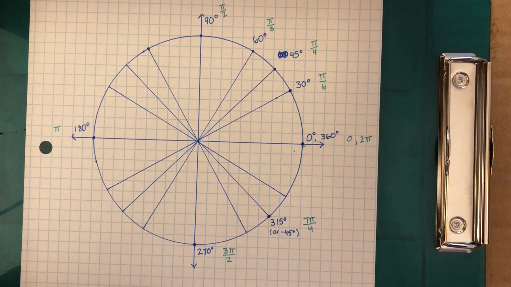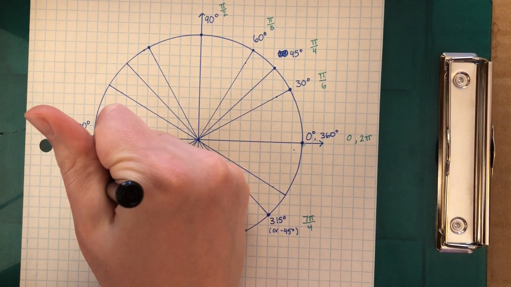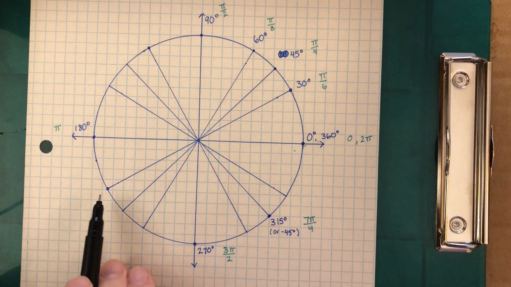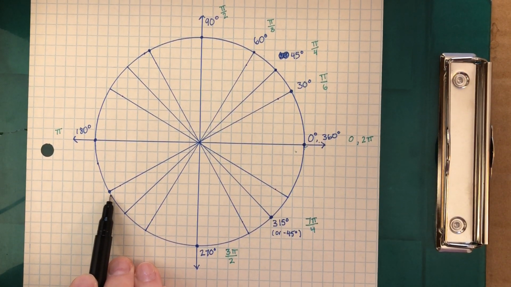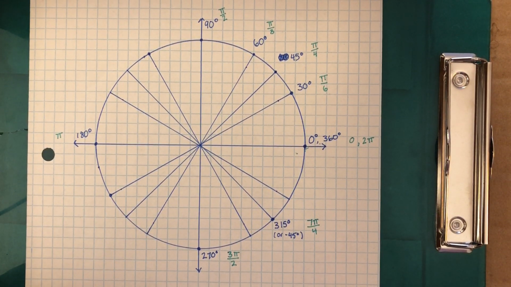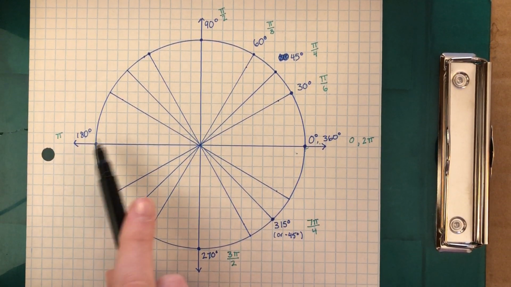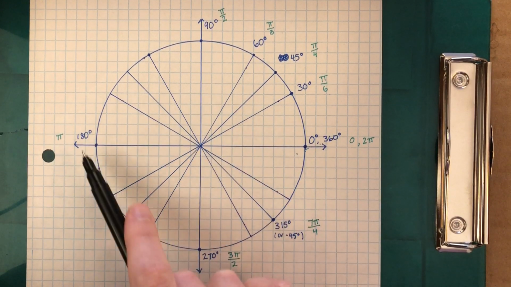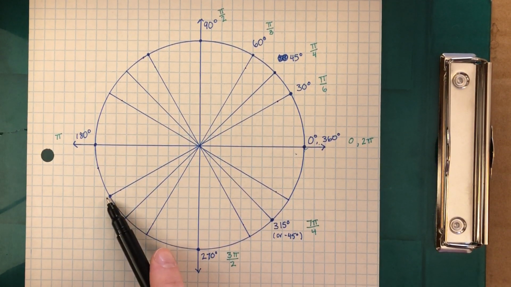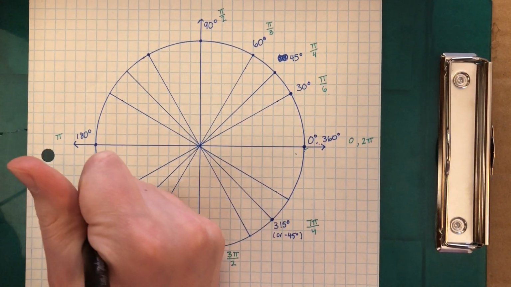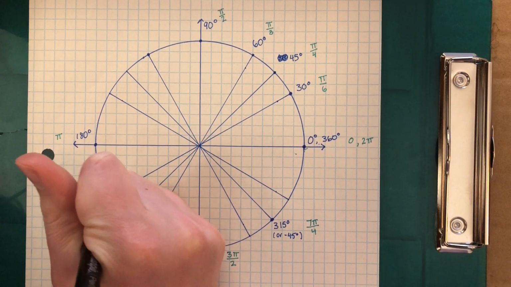So try to figure out what this angle would be, the angle of this point would be, in degrees and in radians. In degrees, it's not too bad. I have 180 and then 30 degrees more. So that is 210 degrees.